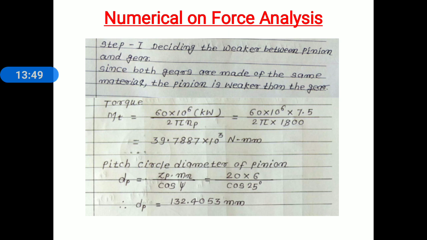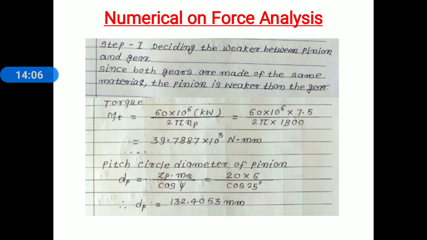First of all, we find out the torque. Torque is known to you. How to find out the torque? Torque is denoted by the letter M suffix T, and that is given by 60 into 10 to the power 6 times kilowatt divided by 2 pi N suffix P. For N suffix P, we use the speed of the pinion. Why? Because the pinion is weaker.